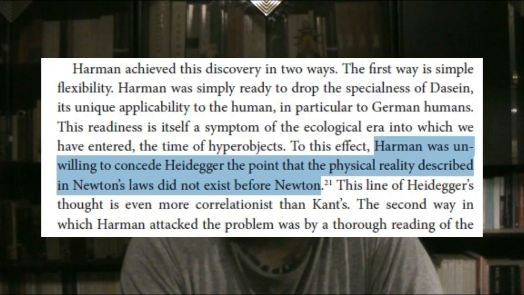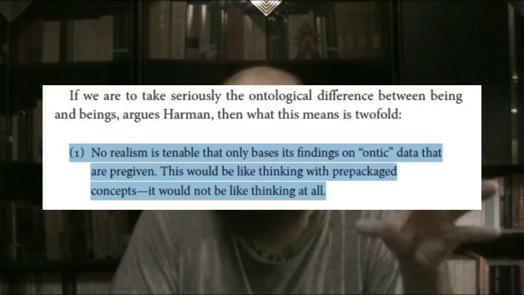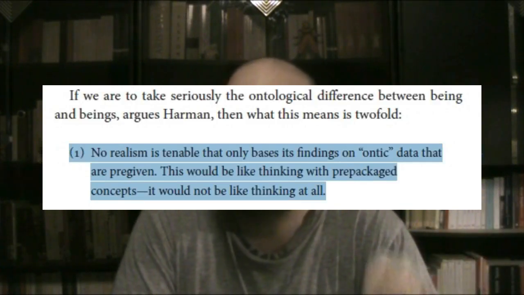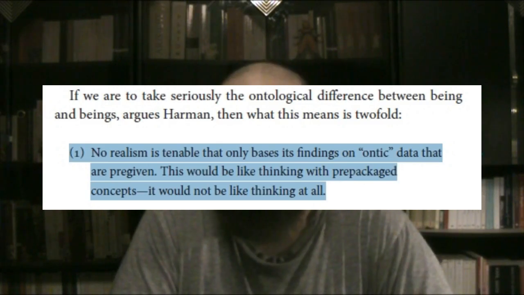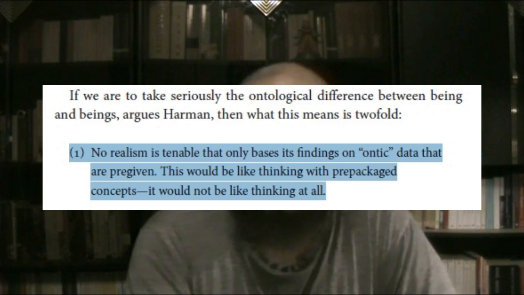All right, to quote Morton, Harman was unwilling to concede to Heidegger the point that the physical reality described in Newton's laws did not exist before Newton. And so here we are basically talking about realism, all right? The idea that reality is not dependent on our mind, on how we perceive it. And so, although Harman distinguishes between regular realism, or scientific realism if you want, and speculative realism, it's not the same thing. Because for him, no realism is tenable that only bases its findings on ontic data that are pre-given. This would be like thinking with pre-packaged concepts. It would not be like thinking at all. So you need more than just scientific data, all right?